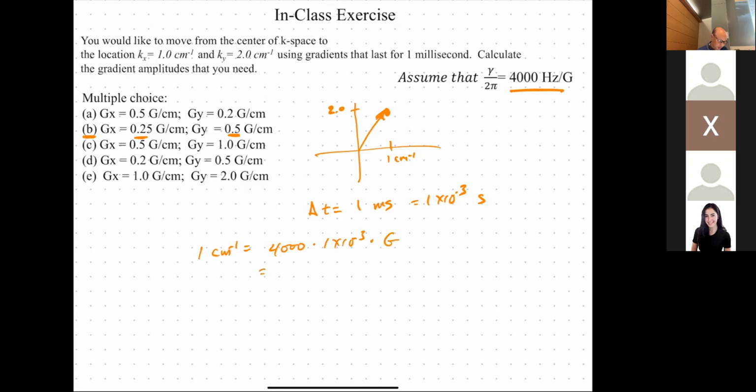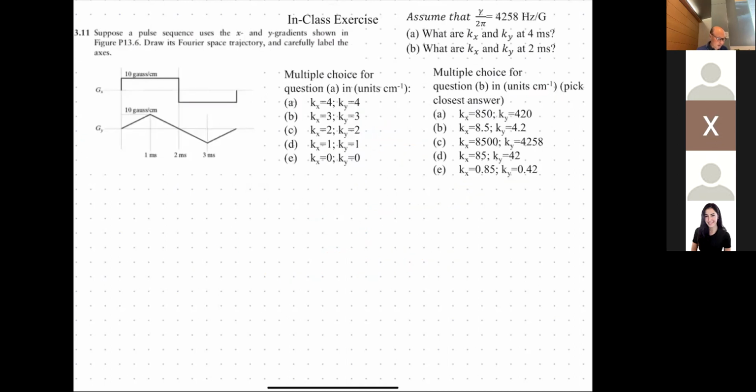So that's equal to 4 times gx, right? And gx equals 0.25 gauss per centimeter. Okay. And then obviously gy is double that. Okay, good. All right, here's a slightly more complicated one.